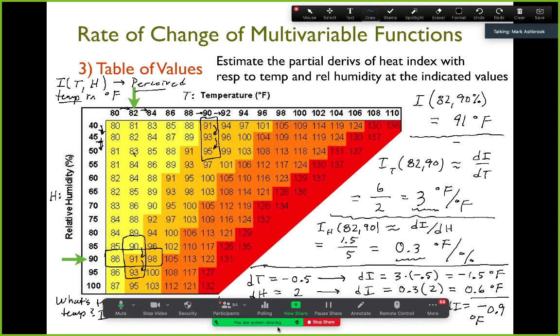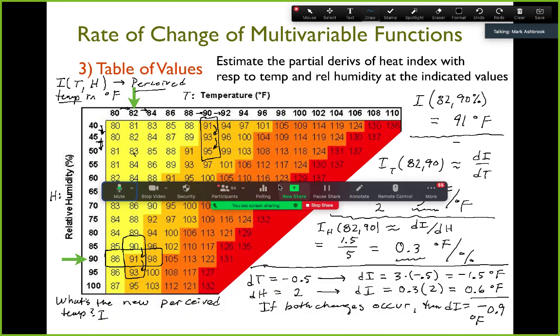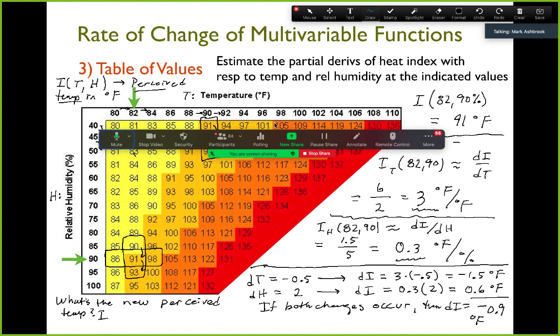So now the new perceived temperature is going to be, man, oh man, these things. You can't see it, but I can. Get my way.